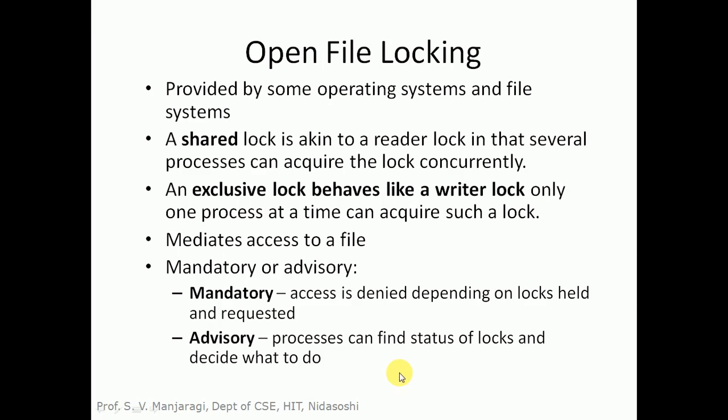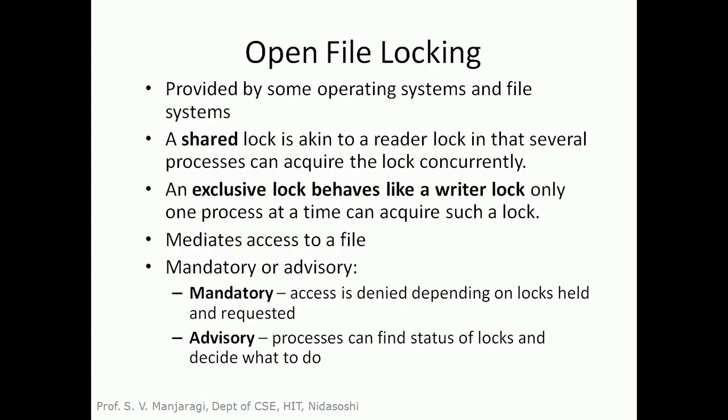Now let us look at open file locking. Whenever a file is opened within the system with the help of the open API, it can be used for either reading or writing. Whenever a process or different processes want to read a file concurrently, it must be allowed. So a lock will be imposed on the files. There are two types of locks: shared lock and exclusive lock.